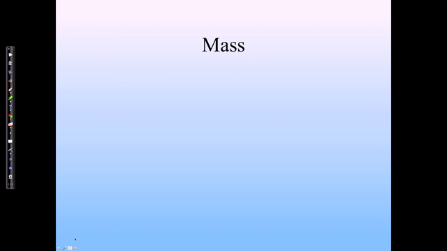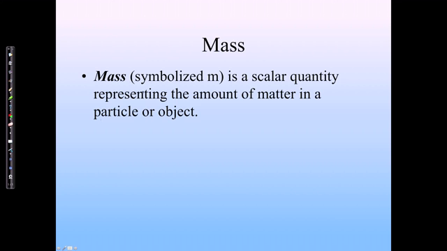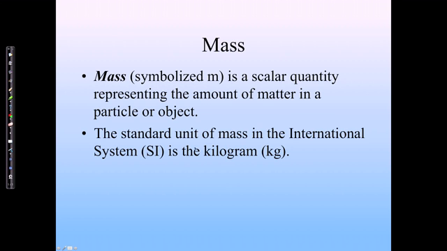We should talk about mass before we do anything. Mass, with the symbol m, is a scalar in that it doesn't have a direction, and this represents the amount of matter in a particle or object. The standard unit is the kilogram. Notice when you think about someone's mass, you never think of it as being 50 kilograms up or to the left, thus no direction, not a vector.